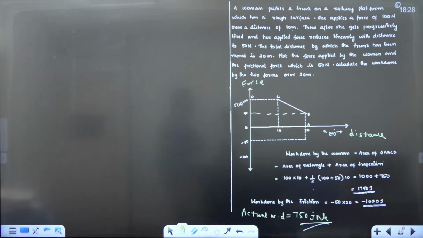You have to draw the graph, and from the graph you have to find out the work done. There, first 10 meter force is what? 100 Newton. Then it gets progressively decreased. So that is the reason why we have drawn a linear graph.